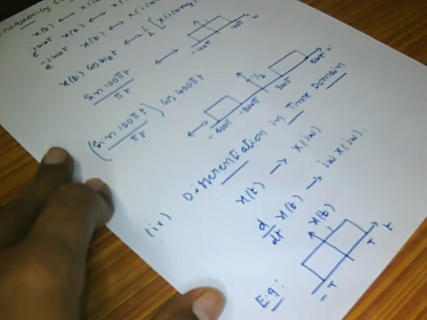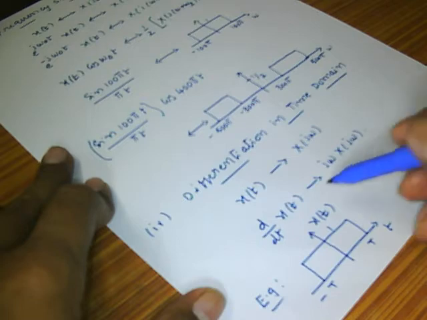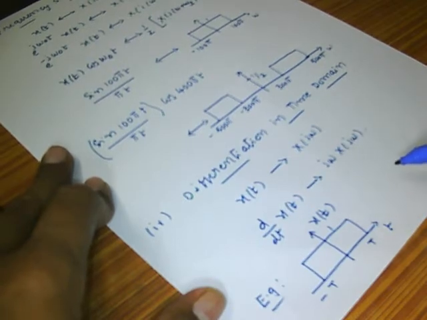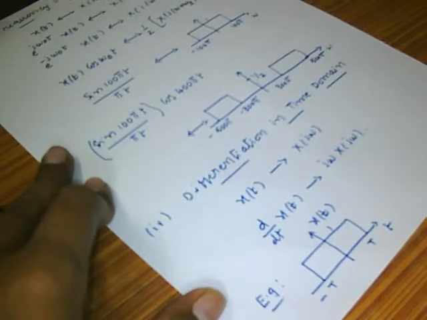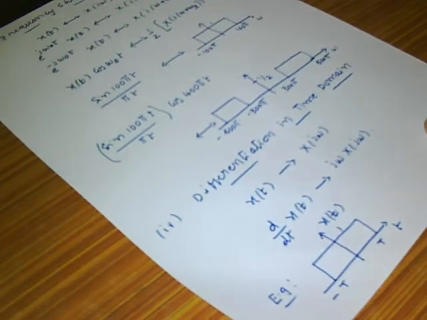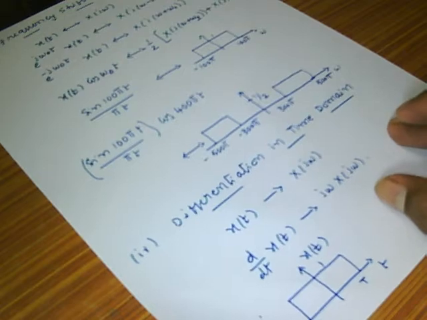So one way of doing this is the direct method. One other way is using the differentiation in time domain property. So let us see how you use this differentiation in time domain property to find the Fourier transform of this signal.